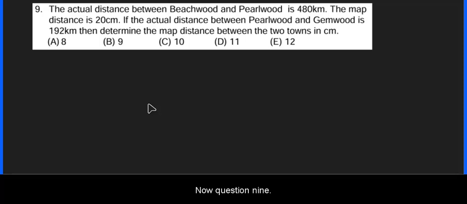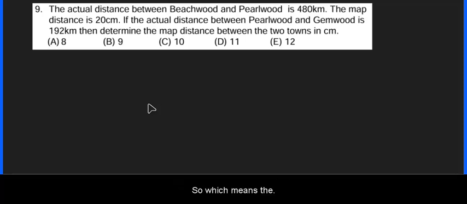Now, question 9. It says the actual distance between Beechwood and Palmwood is 480 kilometers. The map distance is 20 centimeters. The map distance, which means the distance on the paper, shows that it's 20 centimeters. If the actual distance between Palmwood and Gemwood is 192 kilometers, then determine the map distance between the two towns in centimeters. So now let's write it down, which means this is a direct proportion.